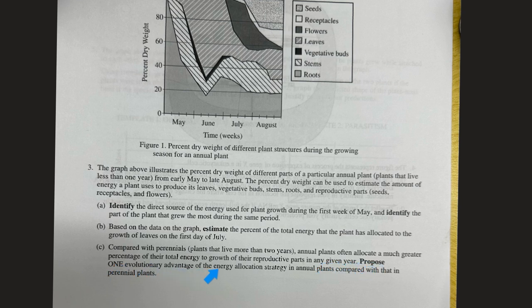Propose one evolutionary advantage of energy allocation strategy to annual plants compared to that with perennial plants. That we're not going to discuss. I mean, you didn't have to answer it, but I just want to point out that if you're an annual and you spend the entire year, you don't have to put any, I was going to say money, but any energy into root development, into stem development. The only thing you've got to do is collect all that energy, make some seeds, and then you can die. Spread your seeds and you win.